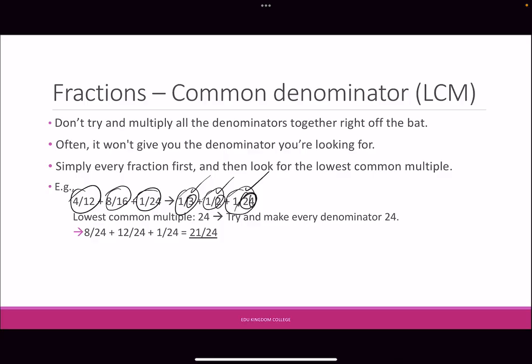What we're going to try and do is make every denominator into 24 now. So 1 over 3, multiply top and bottom by 8. 1 over 2, multiply top and bottom by 12, and then 1 over 24 stays as is. Add them together, you get 21 over 24.